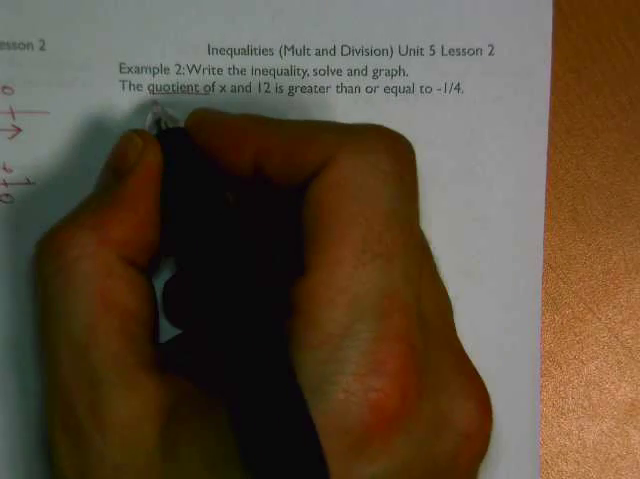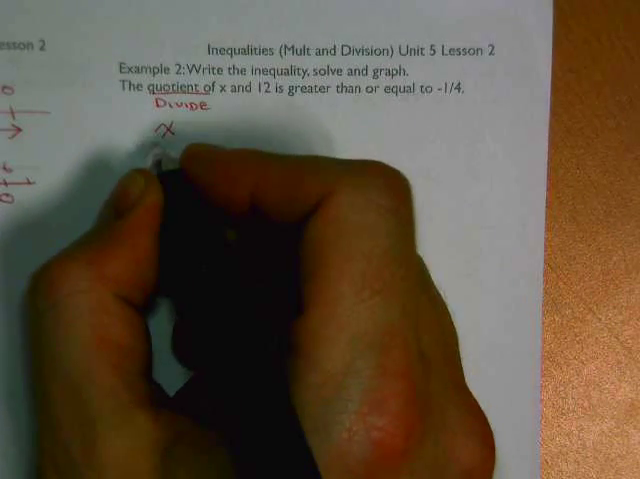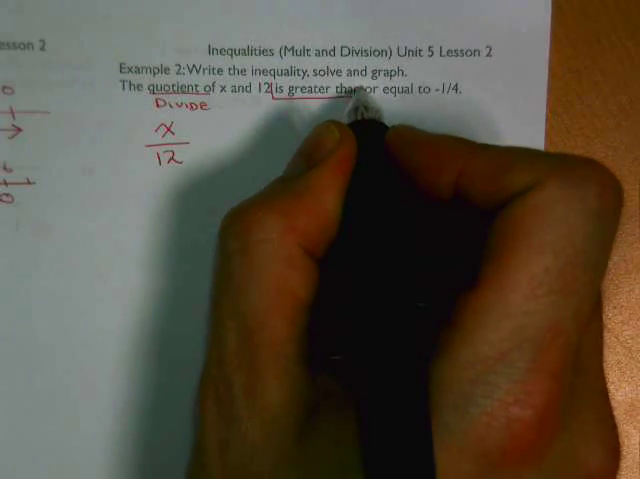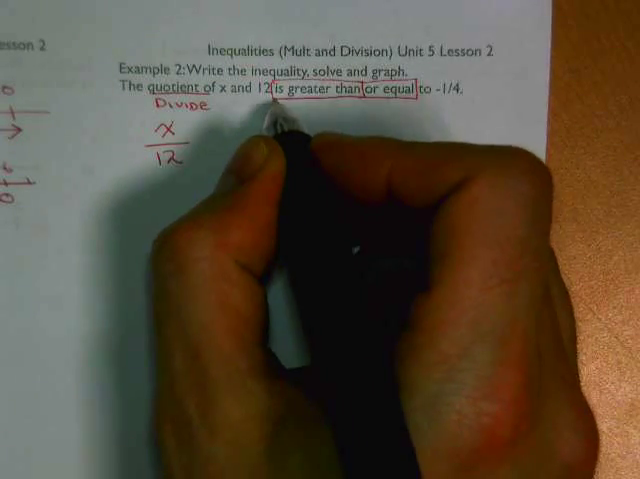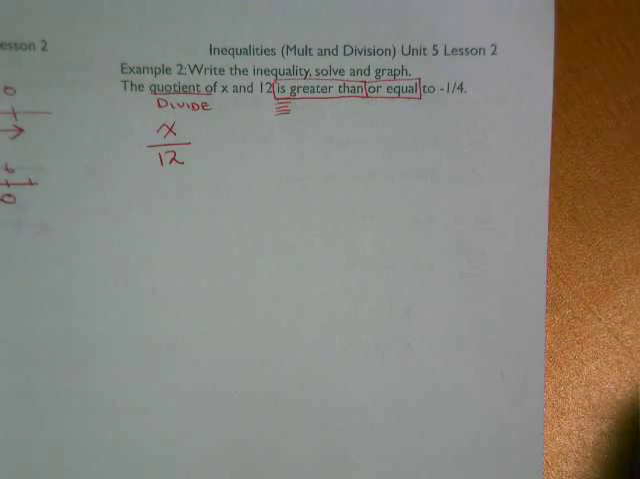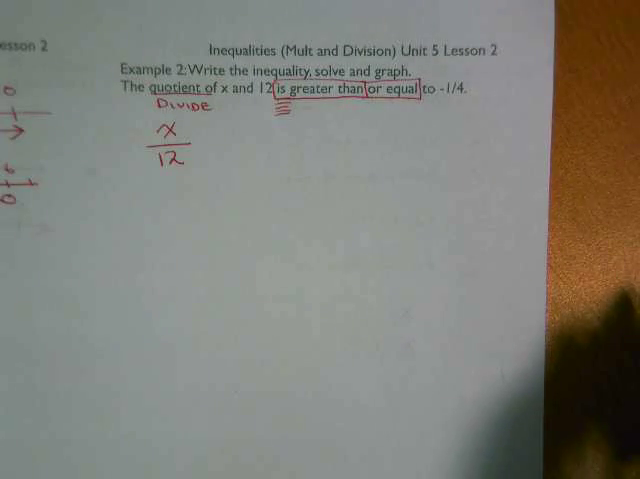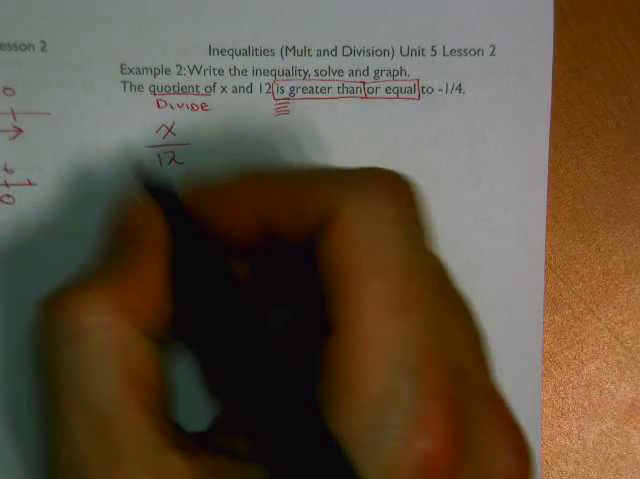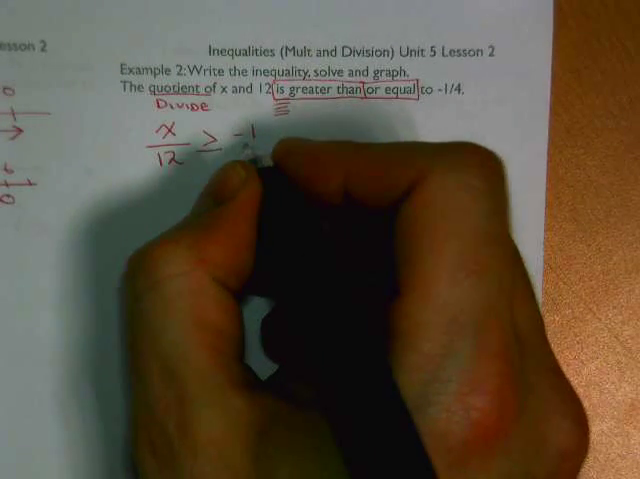Quotient means divide. So the quotient of x and 12, remember, is greater than or equal to. Okay, when you see the word is, that's the cue that it's going to be your greater than or less than symbol, not subtraction or addition. So this is greater than or equal to negative 1/4.